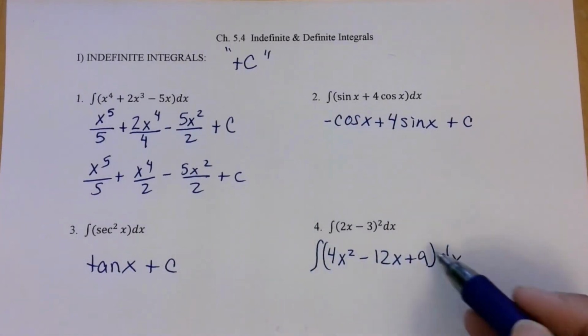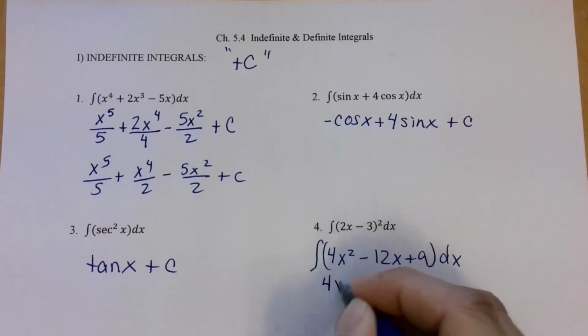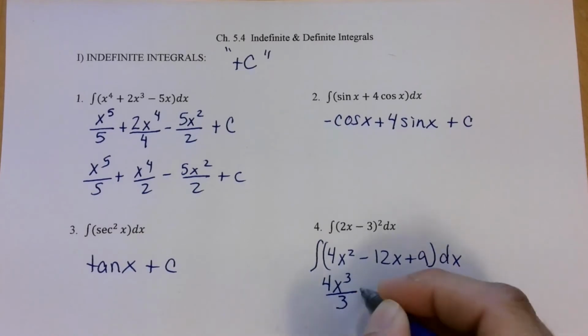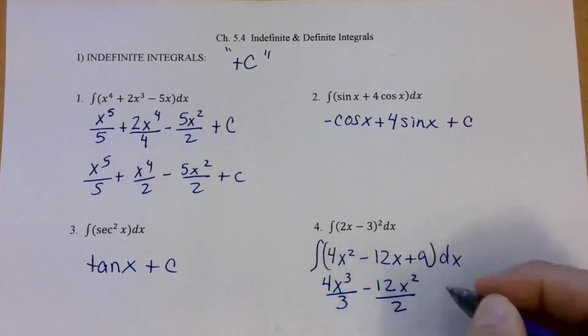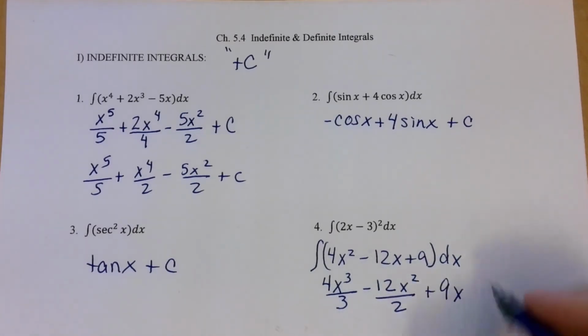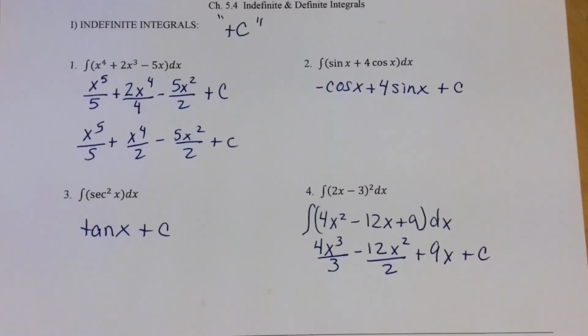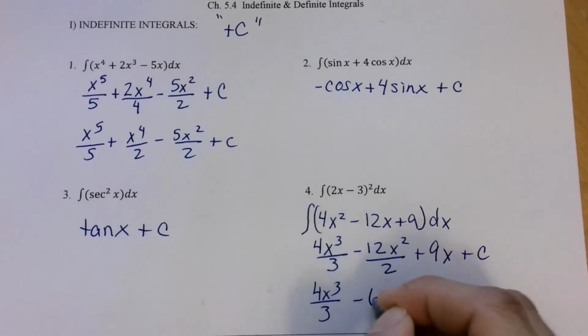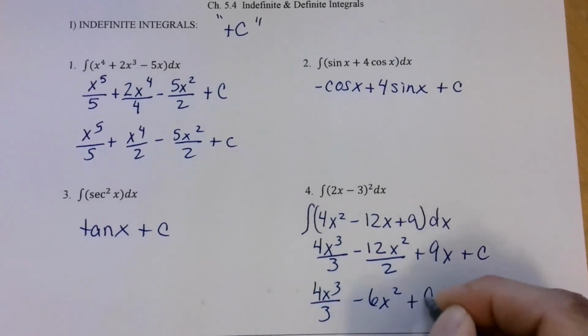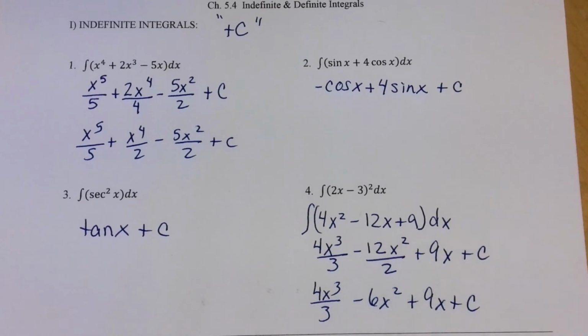And now I'm going to find my antiderivative. So carry down your 4, bump up your power to 3, divide by 3. Carry down your 12, bump up your power to 2, divide by 2. And then your 9 picks up an x, so plus 9x plus c. And I'm just going to go one more step, and I'm going to clean that up a little bit. So we've got 4x cubed over 3 minus 6x squared plus 9x plus c.